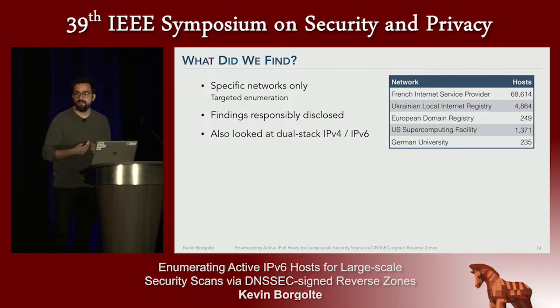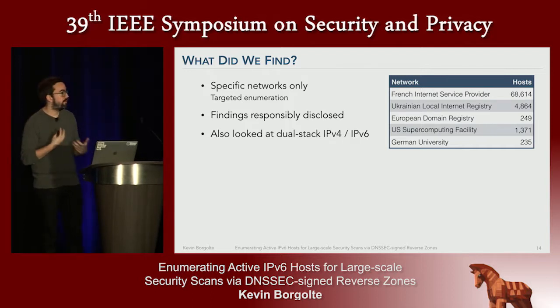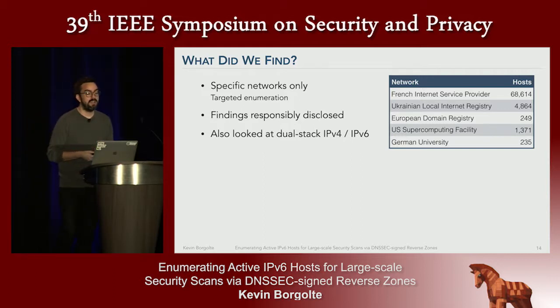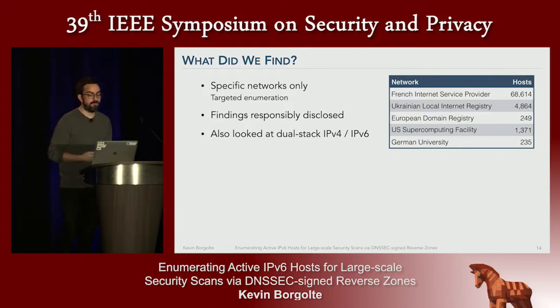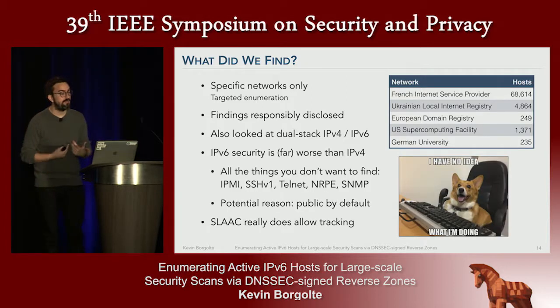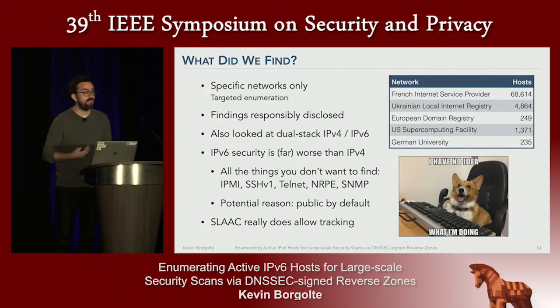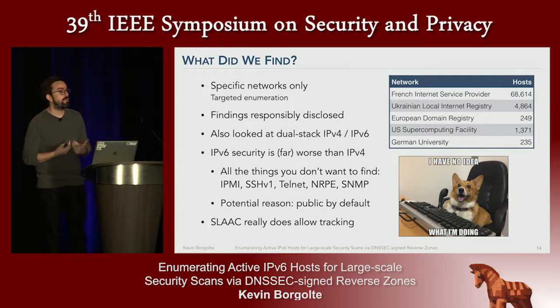And to better understand how IPv4 and IPv6 might differ, or whether a security vulnerability or an open port that we're seeing on IPv6 is actually intended to be accessible from the outside, we looked at hosts that are dual stack, which have a single IPv4 address as well as a single IPv6 address. And looking at what we've actually found, it seems that IPv6 security at this point is still far worse than IPv4. And you can find basically all the things you don't actually want to find on the internet.